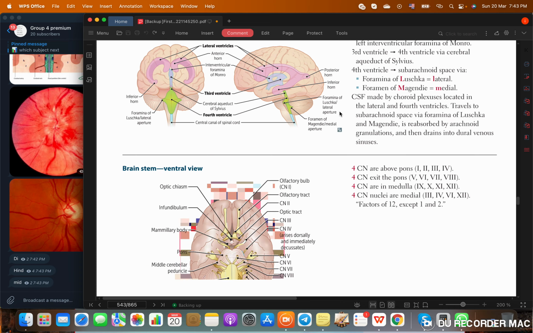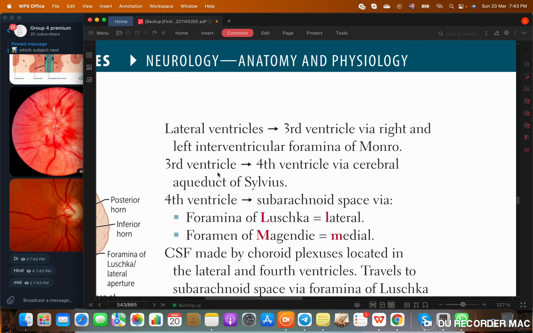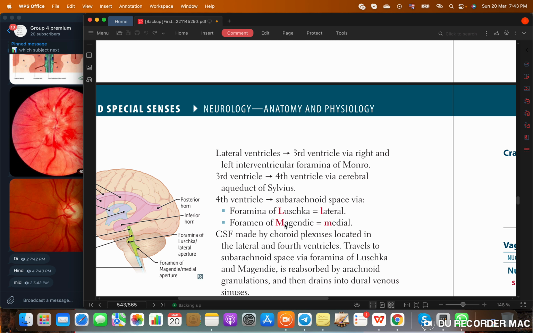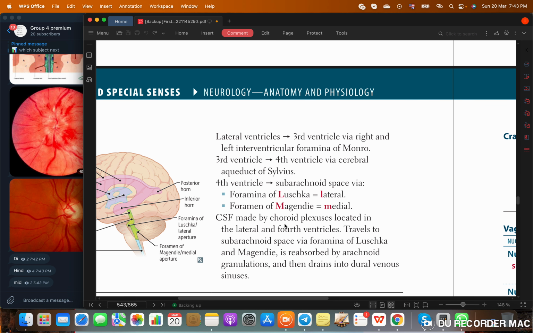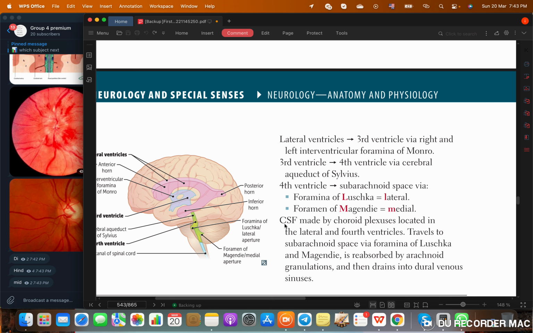Okay? So they write here, third to fourth through the aqueduct of Sylvius, fourth to the subarachnoid space through the foramen of Luschka, which is located laterally, and the Magendie, which is located medially. The CSF is made by the choroid plexus, which is located in the lateral and fourth ventricle. It travels in the subarachnoid space via the foramina of Luschka and Magendie, as we said, and is reabsorbed by arachnoid granulation, and then it drains to the dural venous sinus, which goes back to the jugular vein and back to the heart.